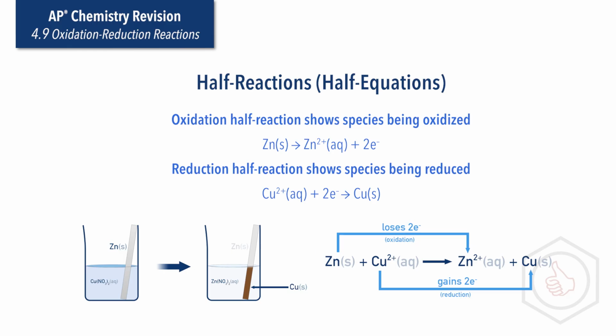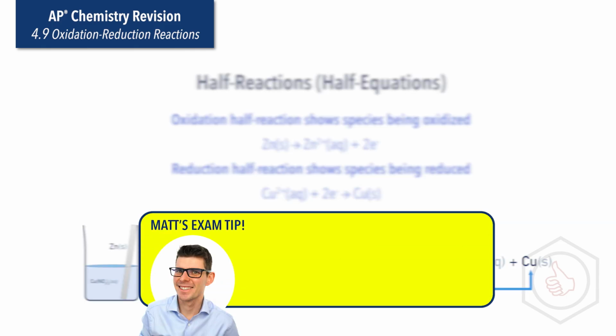Half equations can be combined together to give the net ionic equation that's occurring. Exam tip here: when combining 2 half reactions together, the number of electrons lost by the oxidized species must be the same as the number of electrons gained by the reduced species. For example, if zinc was reacting with chlorine, the half equations would be Zn goes to form Zn2+ plus 2e-, and half Cl2 plus e- goes to form Cl-.